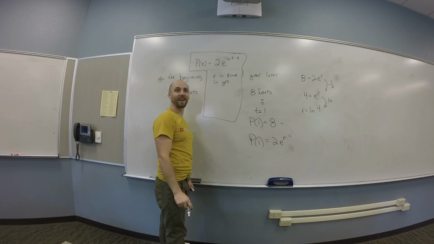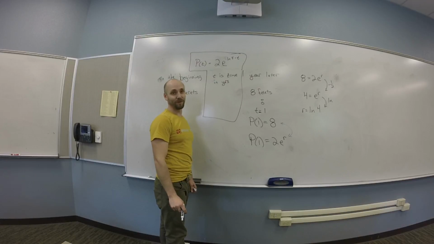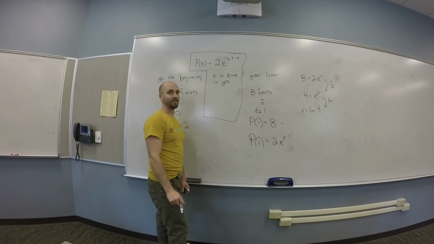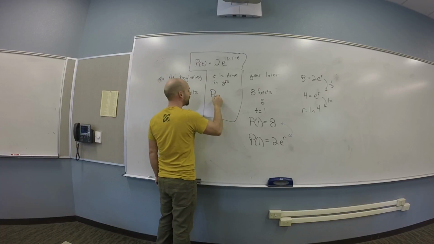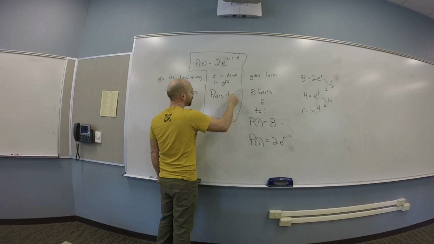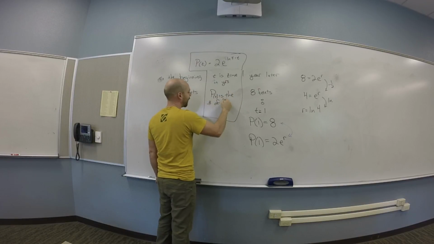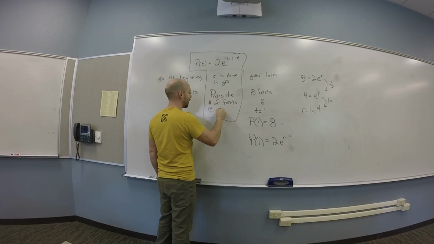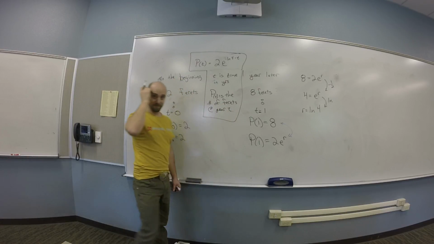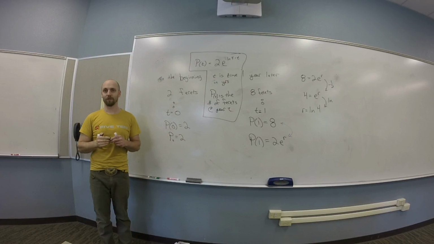e is the base of the natural log, the number e. It's really Euler's constant, but whatever. Who cares? P is the population, and that's the one I really wanted. P of t is the number of ferrets at year t. That's really the thing I primarily wanted.